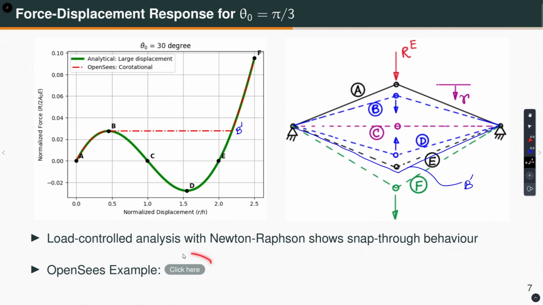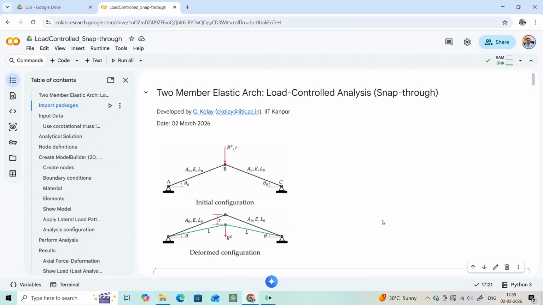Okay. So here is the example that is done in OpenSees. Let me quickly show you that. So as far as the modeling is concerned, I am using co-rotational truss element, same as before, because we are doing a large displacement analysis.